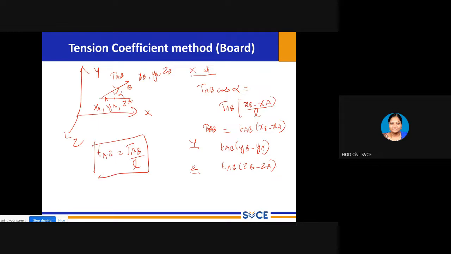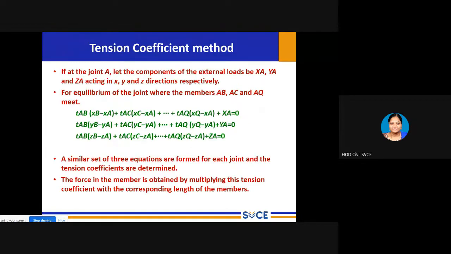So whatever we have done for the plane truss system, similarly we can do it for the space truss also. There is not much difference in that. So again, if you have several members meeting at a particular joint, you have to write these equations for all the members and you have to apply the equations of equilibrium. So as I said, for 3D systems or space truss system, you have three equations: summation Fx equal to 0, summation Fy equal to 0, and summation Fz is equal to 0. Okay, so this is the concept.